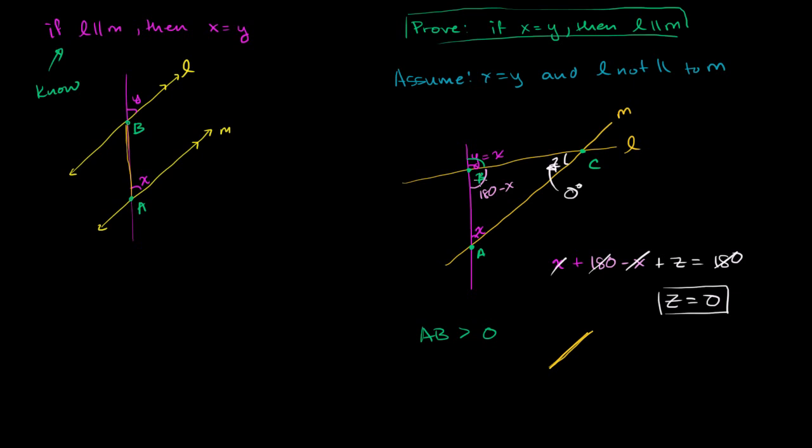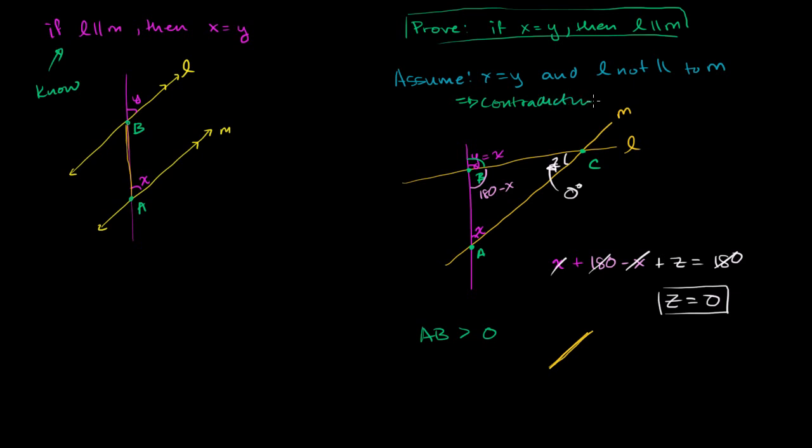The contradiction is that this line segment AB would have to be equal to 0. It kind of wouldn't be there. Or another contradiction that you could come up with would be that these two lines would have to be the same line, because there's no kind of opening between them. So either way, this leads to a contradiction.